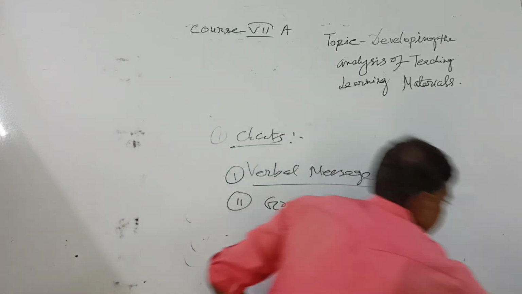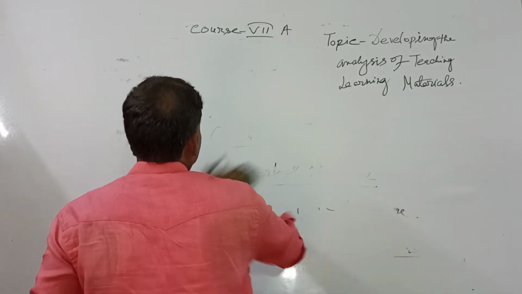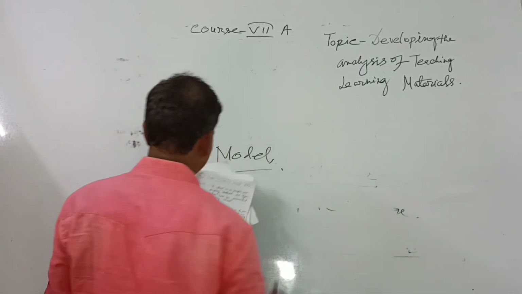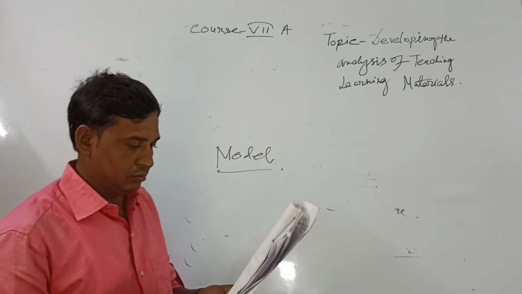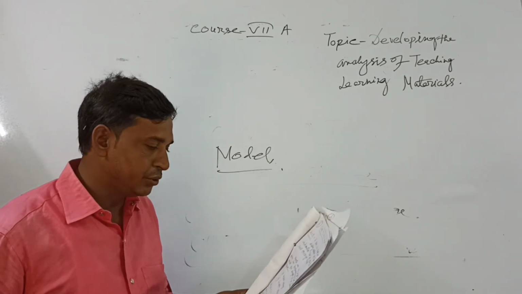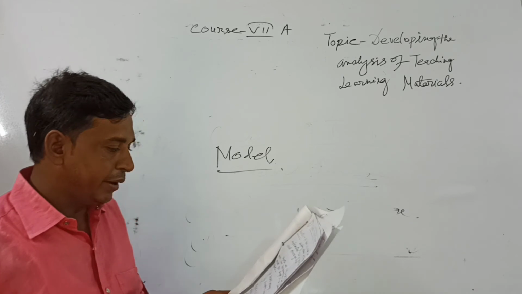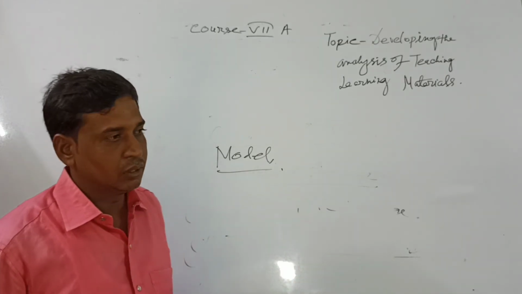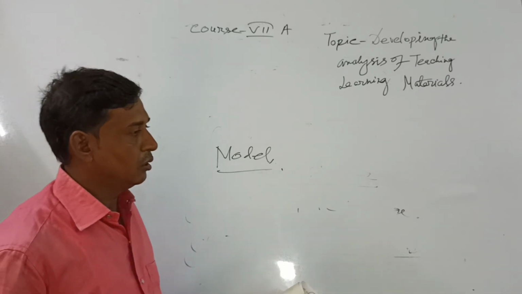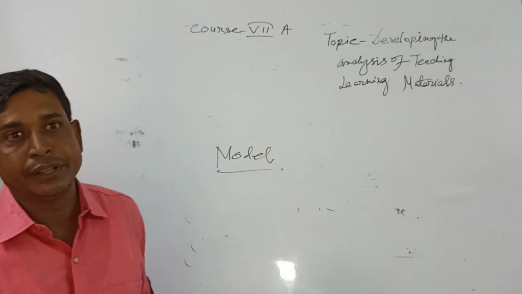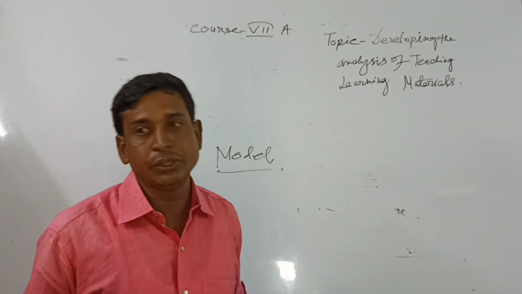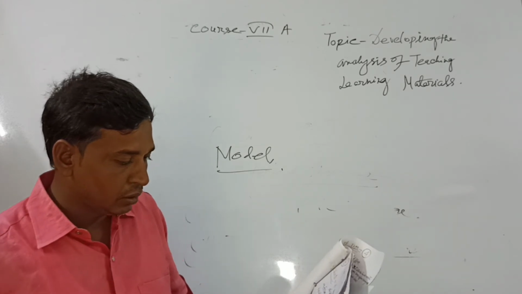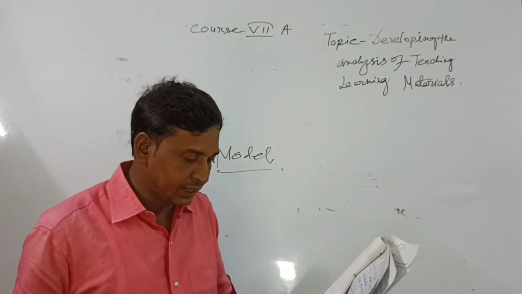Another visual aid is models. What are models? Models are three-dimensional visual aids. They provide the real things in all aspects, whether it be a mobile or any kind of thing we get from the environment. These are great examples of models. There are three types: simple, sectional, and working.